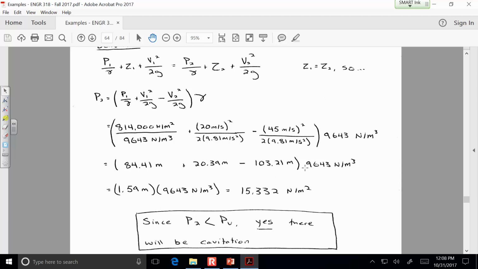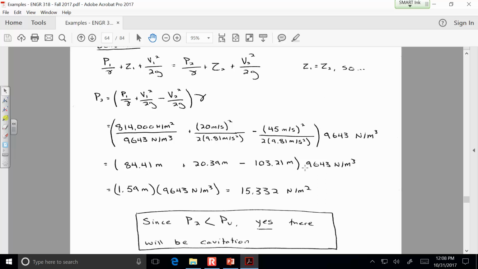At location 2, there's 103 meters of energy in the velocity head term. So water moving that fast ties up a lot of energy in the velocity head, which means that it's going to bring the pressure way down. When we solve for the pressure at that location, at location 2, there's only 15,000 pascals there. And since that's less than the 20,000 pascal vapor pressure, then that means the pipe is going to have cavitation.